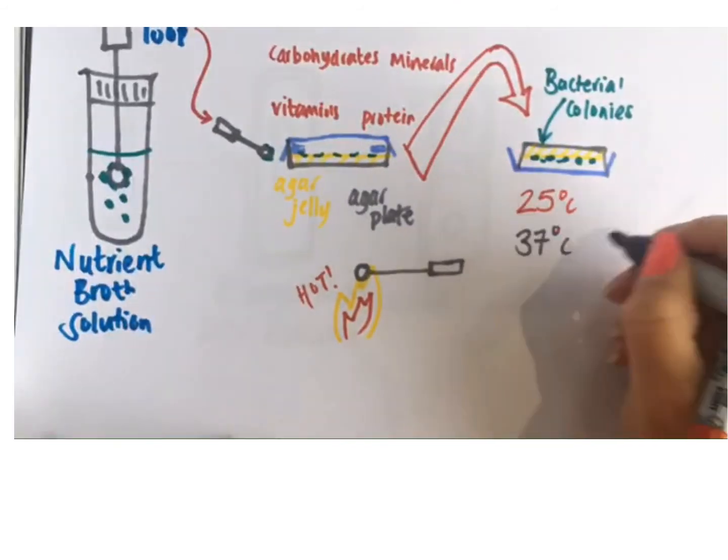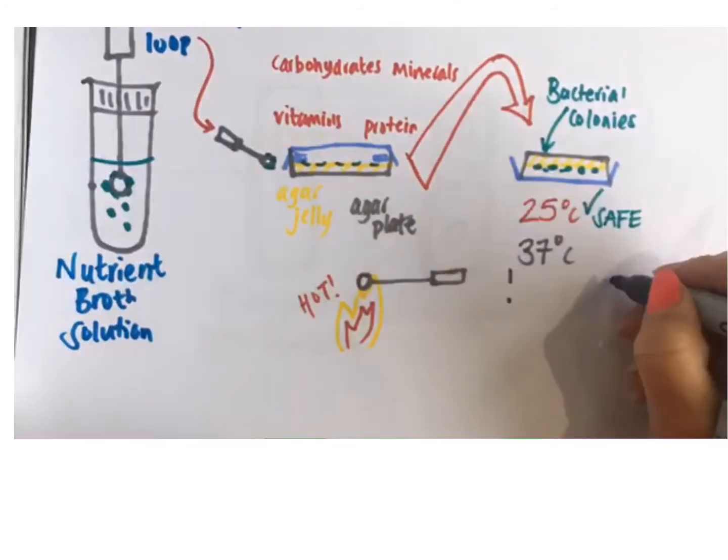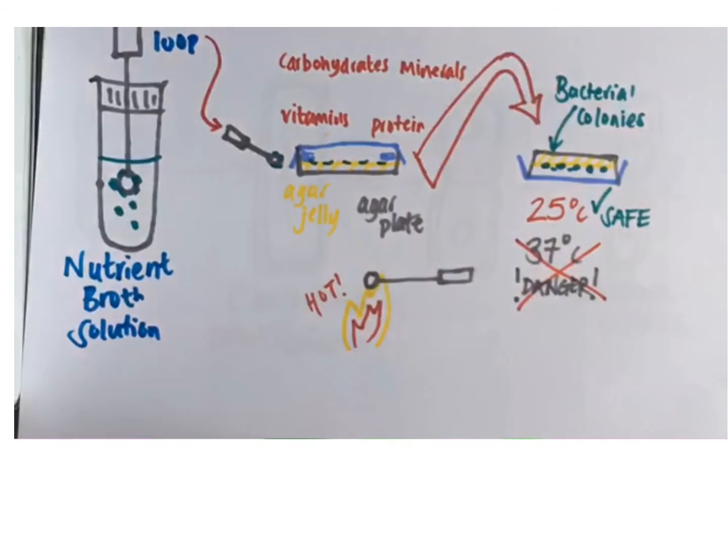In a school, they would be kept in a safe temperature of about 25 degrees Celsius. They would grow faster at 37 degrees Celsius. However, there would be a danger of cultivating harmful pathogens.